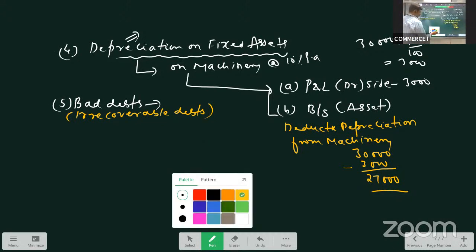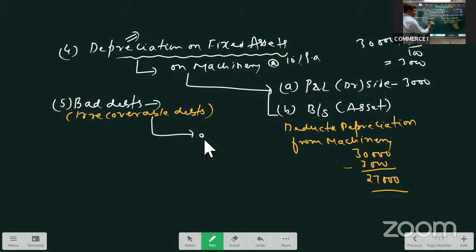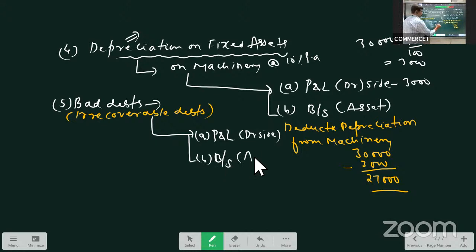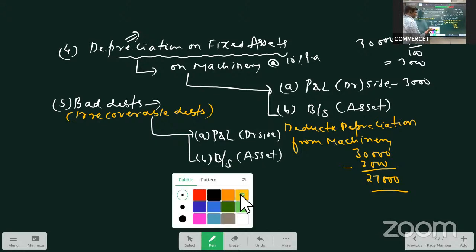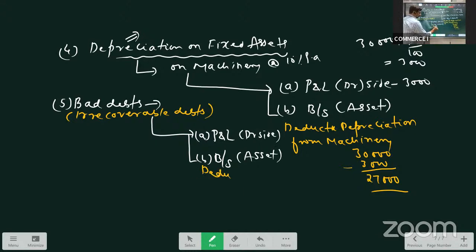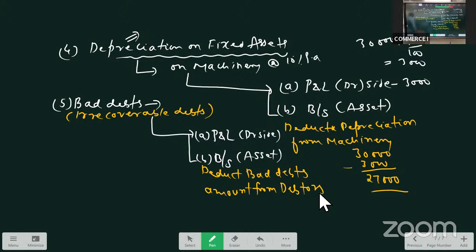So what are the effects? If bad debt is given in adjustment, first thing is, as I told you, it is a loss. So we'll take it in P&L account, debit side. And the second effect is in the balance sheet, on the asset side, we will deduct bad debts amount from the debtors. Deduct bad debt amount from the debtors. Okay.